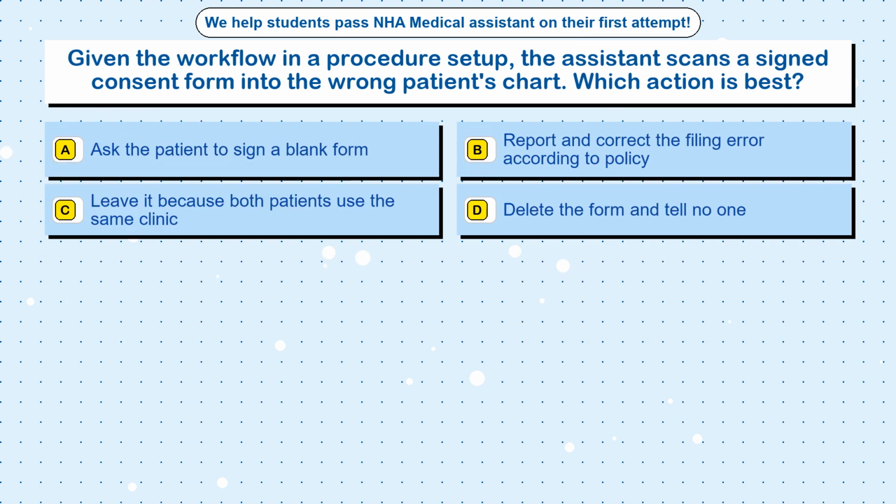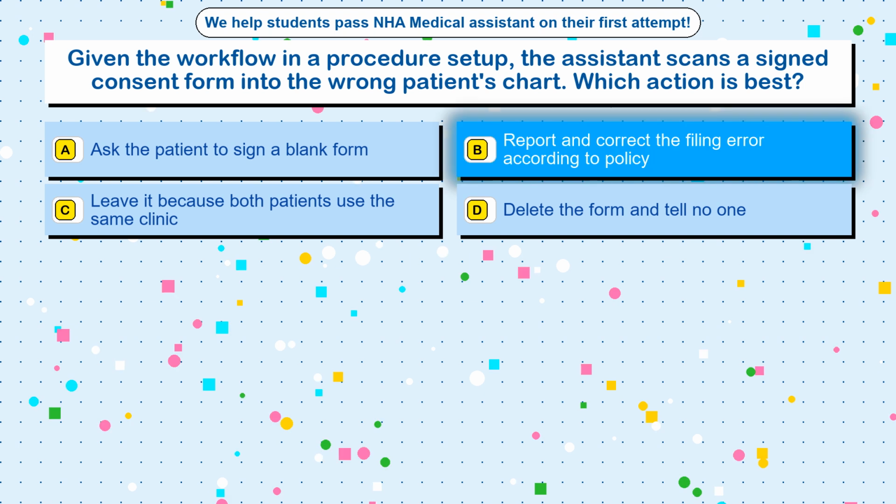Question 47. Given the workflow in a procedure setup, the assistant scans a signed consent form into the wrong patient's chart. Which action is best? Option A, ask the patient to sign a blank form. Option B, report and correct the filing error according to policy. Option C, leave it because both patients use the same clinic. Option D, delete the form and tell no one.